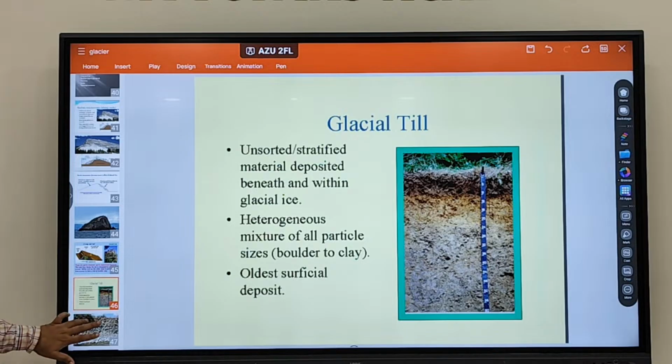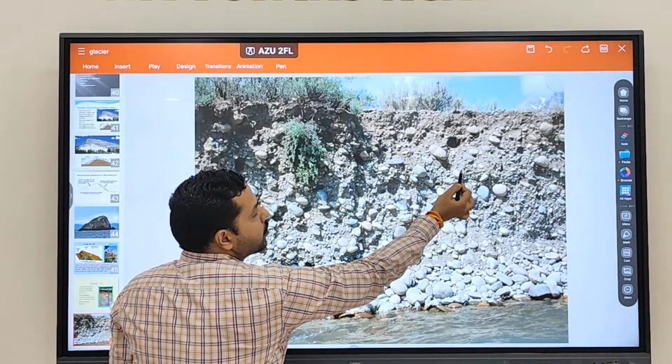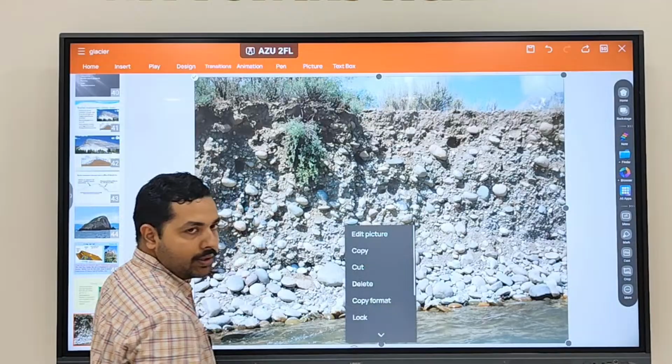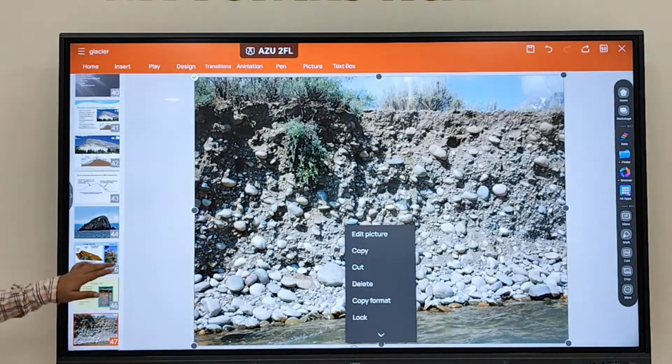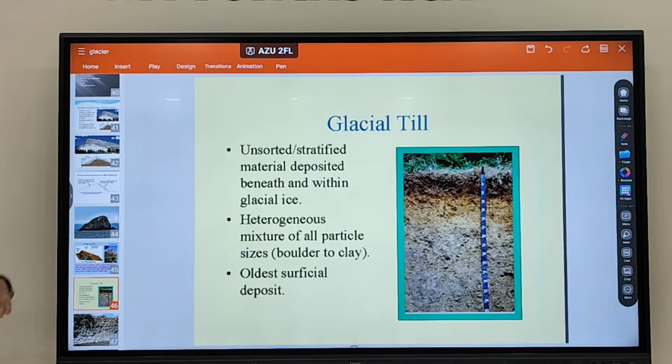Fine. So you can see here bigger material is also there, smaller material is also there. Here you see bigger material, smaller material. So they are unsorted. Clear? So that's why it is referred to as what? Unsorted stratified material deposited within the glacial ice. So when ice melts, this becomes visible and it is going to be called a glacial till. Fine.